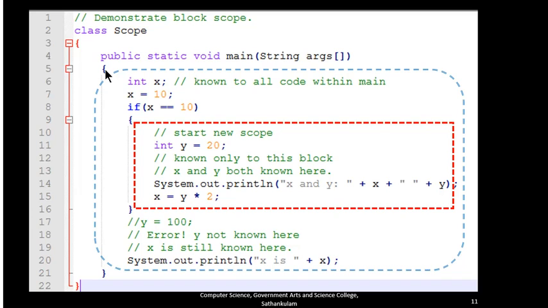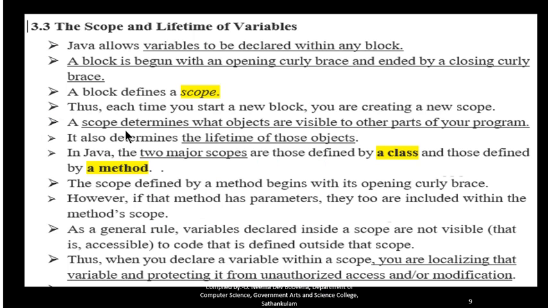Method scope begins here and ends here. And this is also another block. So this is also another block. So three blocks are here in this program. The scope defined by a method begins with opening curly braces within a method.